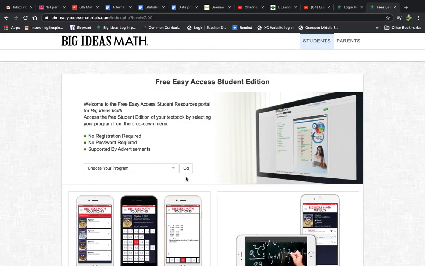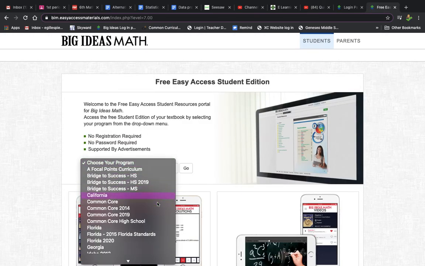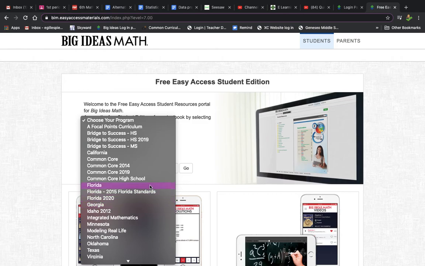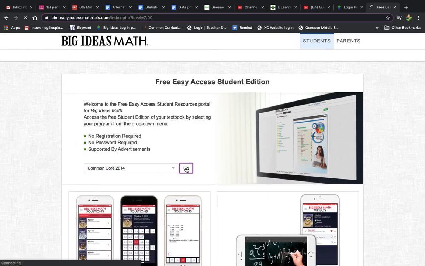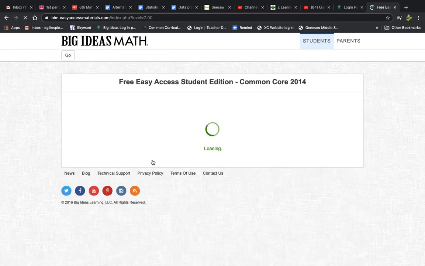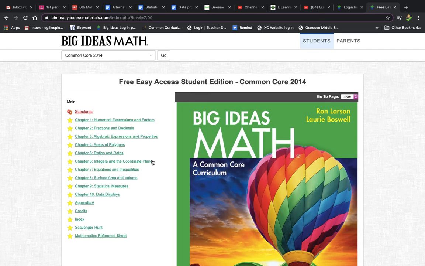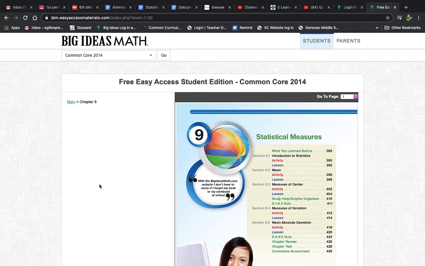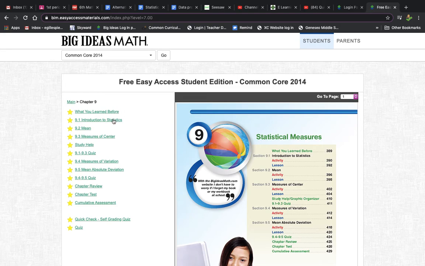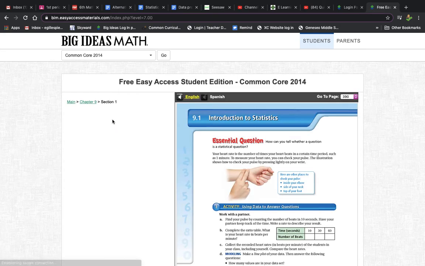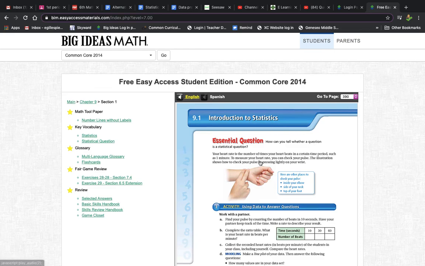So if you click on that, then again, you still have to click choose your program again. I don't know why that's annoying. There we go. And then just go to chapter 9. And then if I click on 9.1, this first part here, intro to statistics and the essential question, the activity, do not bother reading over this, okay? You don't need that. You want the lesson.